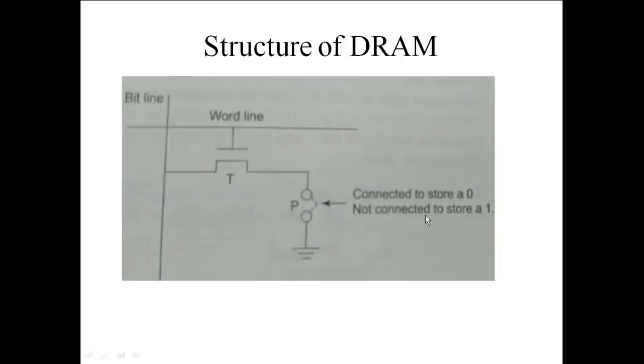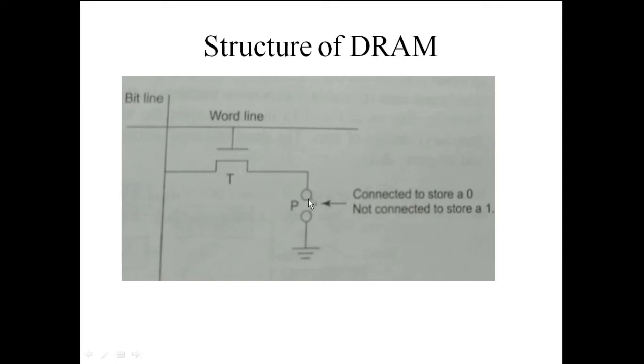Then the structure of the DRAM. Here in the DRAM, only two components are considered. One transistor, which can be considered as a switch, and the capacitor. So the charge is held in this capacitor. When this word line is high, the transistor T is open, and the content of the bit line passes through this transistor and is held within the capacitor.